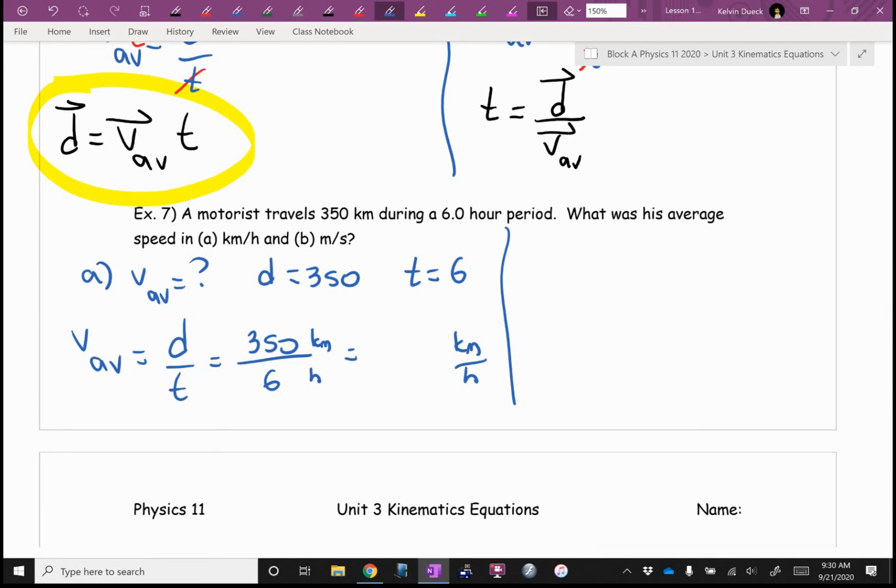By the way, technically, 350, how many sig figs? This is good review for your test next class. 350, how many sig figs? 2. 6.0, how many sig figs? 2. You know what? Just for practice, let's go to 2 sig figs as though we did this properly. What do you get? 58? Yes? Or 59? 58. Okay. Keep the number on your calculator.